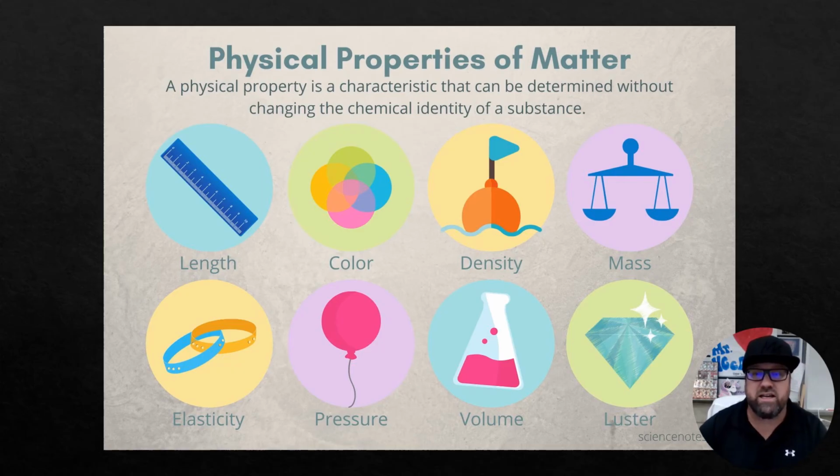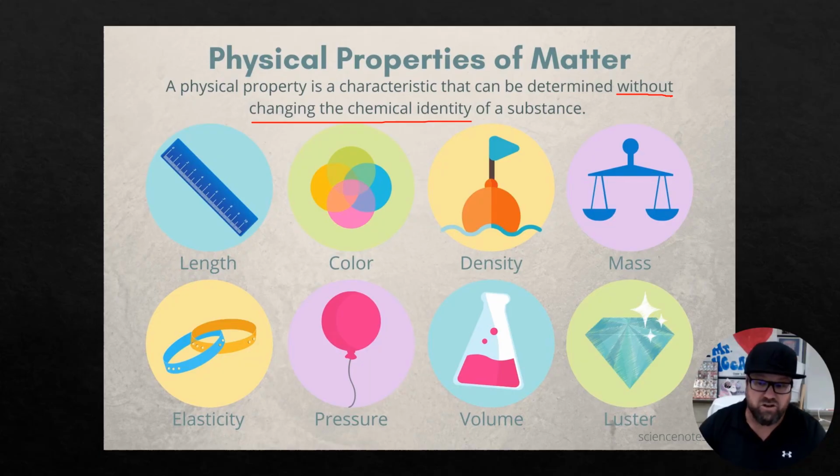Now, a physical property is a characteristic that can be determined, and here's the key phrase, without changing the chemical identity of a substance, okay? Without altering its chemical composition or its bonding. So, measuring the length of a sample is a physical property, but it doesn't change the identity of the atoms or molecules or compounds. Okay. Color is a physical property.